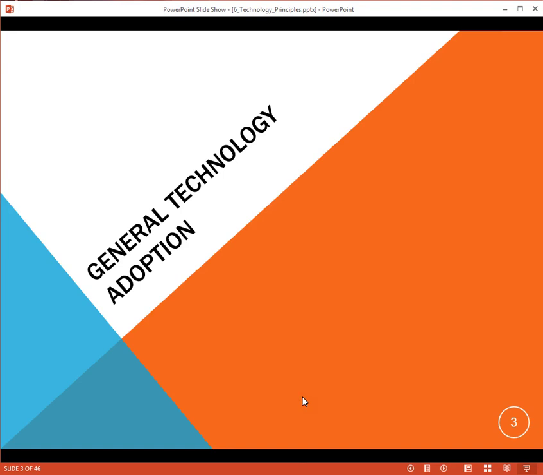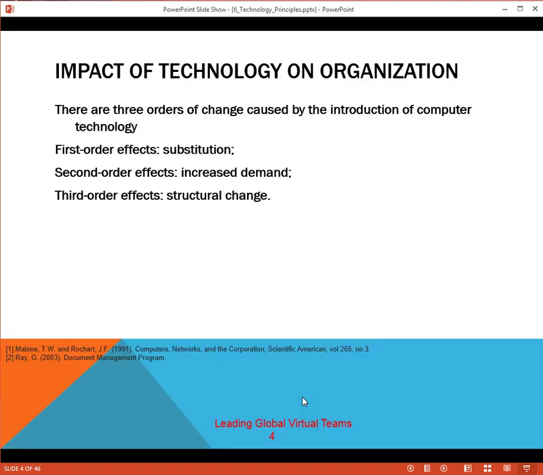So we'll start with just general technology adoption. There are three orders of change caused by the introduction of computer technology. First order effects, and that's substitution. And as an example from my own experience, when we introduced automated workflow tools for formerly manual processes, we did go through these three stages.